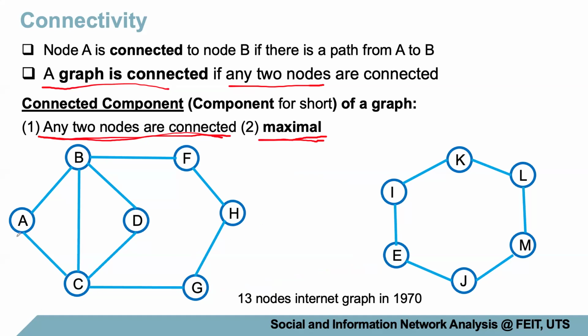of course, the whole graph is not a connected component because from H to I, there is no path. But we say these two separate parts are themselves connected components because any two nodes, for example in the left part, are connected. And also it is maximal because you cannot add any other node or edge to it and it's still connected. So the left part itself is a connected component and the right part itself is a connected component.